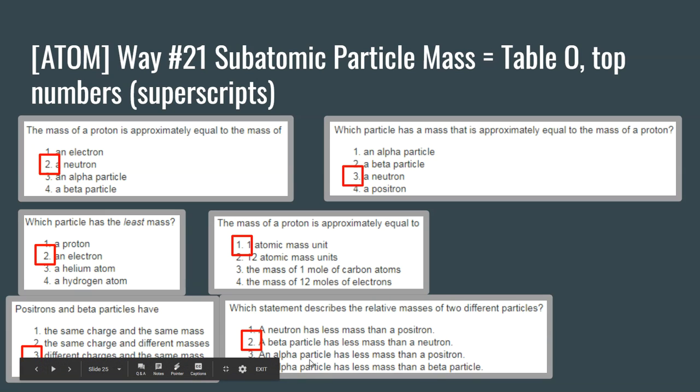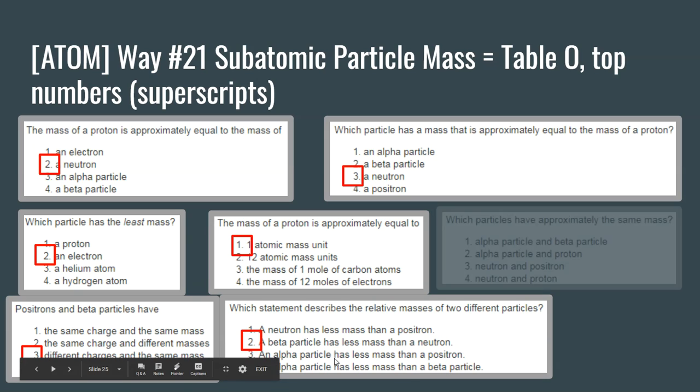Alpha particles have a mass of 4. Positrons have a mass of 0. So that statement is not true. And you should have been able to eliminate the other answer choices.